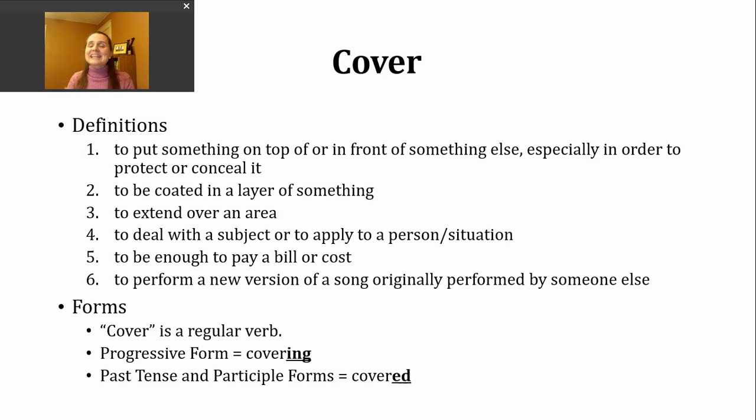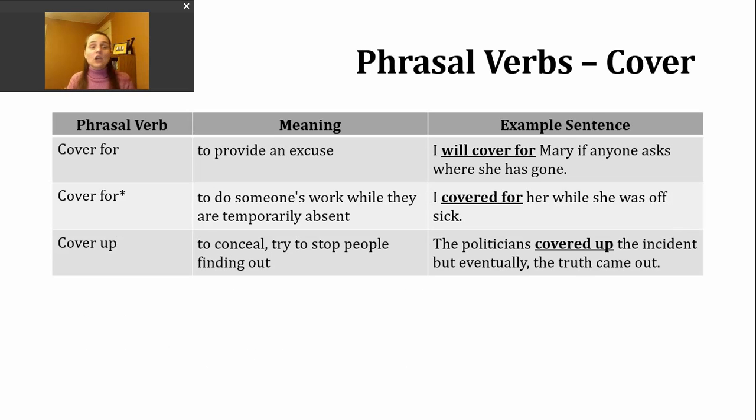You should know that cover is a regular verb. To make the progressive tense, we're going to add ing to form covering. The past tense and participle forms of this verb are made by adding ed. The base verb, cover, ends in an R sound. So our ed is just going to make a D sound. Covered, covered. Now let's take a look at a couple phrasal verbs with cover.